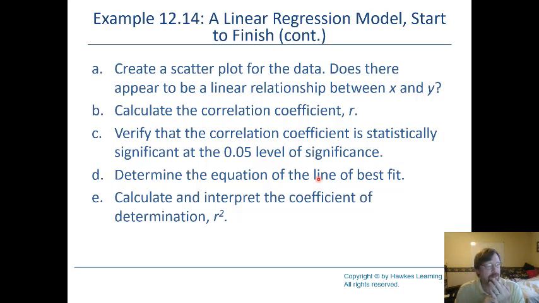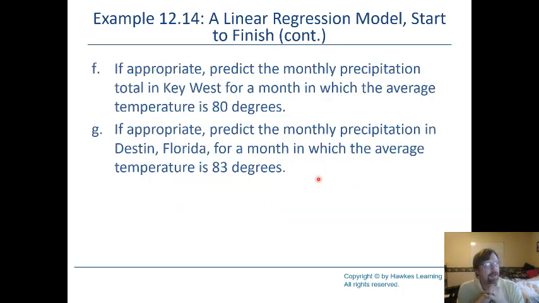Really should be best fit line. It's just more convenient to say. Find the coefficient of determination. If it's appropriate, predict the monthly precipitation totals for a month in which the average temperature is 80 degrees. If appropriate, predict the monthly precipitation in Destin, Florida for a month in which the average temperature is 83 degrees. I'm going to start with these for a moment, just while I've got the table somewhat handy.